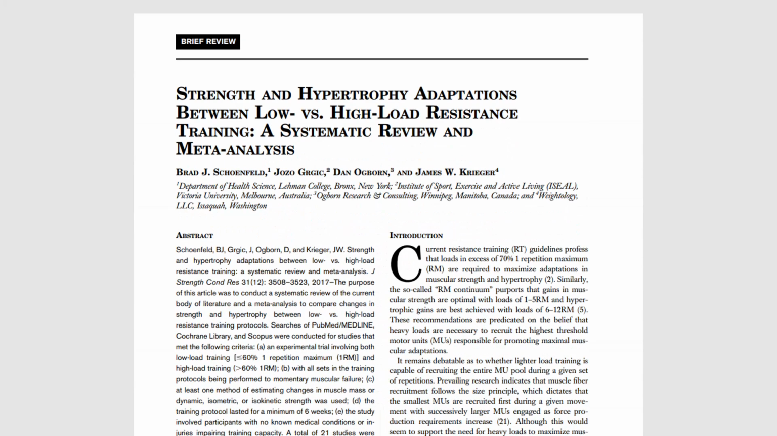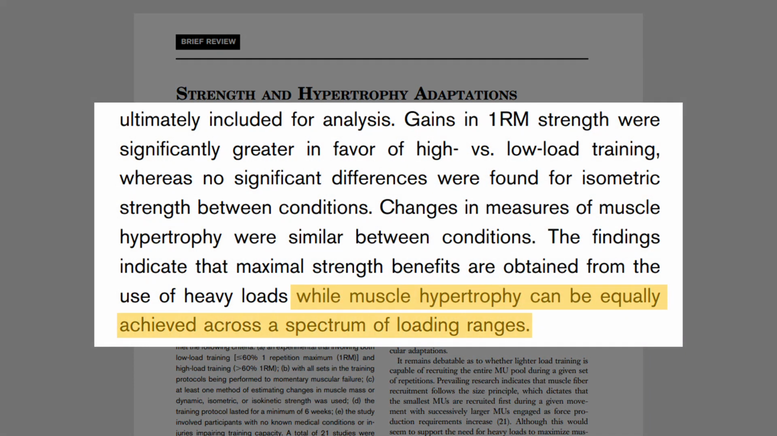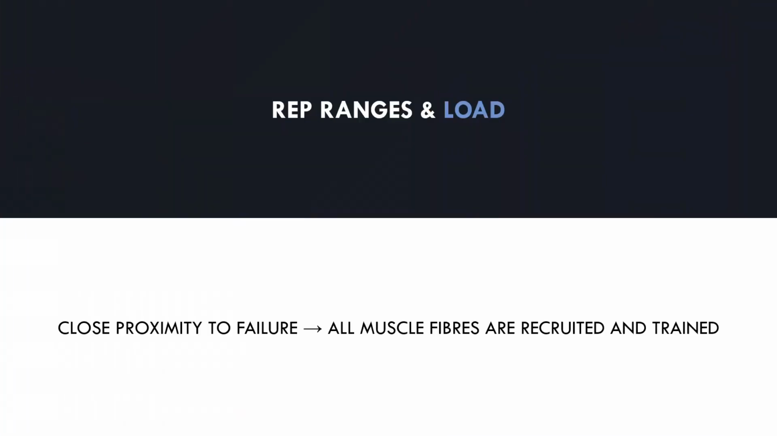This meta-analysis concluded that hypertrophy can be equally achieved across a spectrum of loads and rep ranges, provided that each set is taken close to failure. So the exact number of reps performed doesn't actually matter to any significant extent as long as sets are taken close to failure. This is because regardless of the load used, all muscle fibers will eventually be recruited and trained, as we discussed earlier in the video.